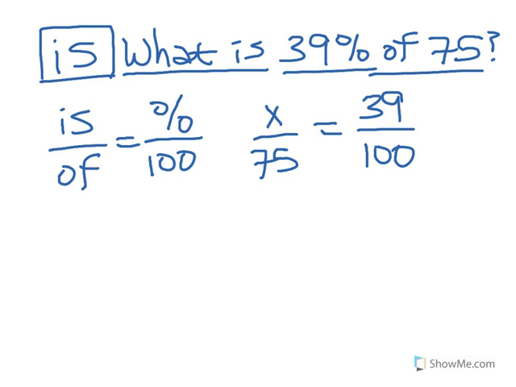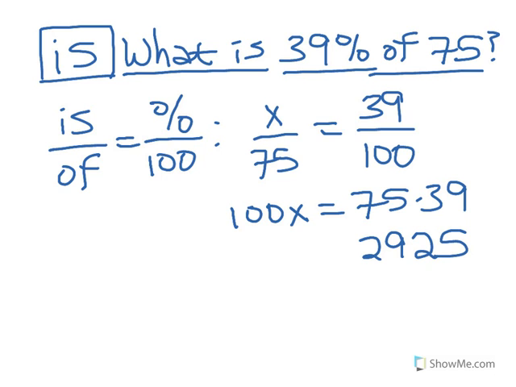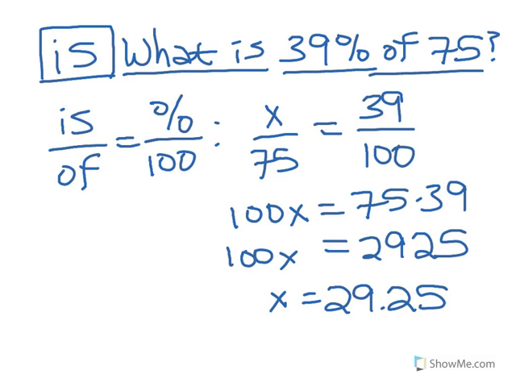Now, use any technique you prefer for solving proportions. In our class, the favorite method of all my students has got to be cross multiplication. That's fine. X times 100 has to be equal to 75 times 39. 75 times 39 is 2,925. To discover x, then, we divide both sides by 100. X is 29.25. So 29.25 is 39% of 75.